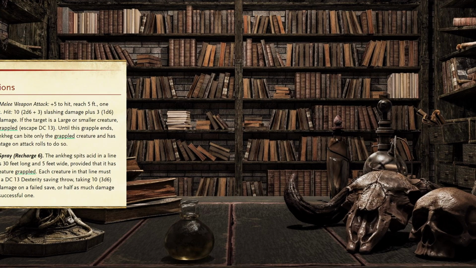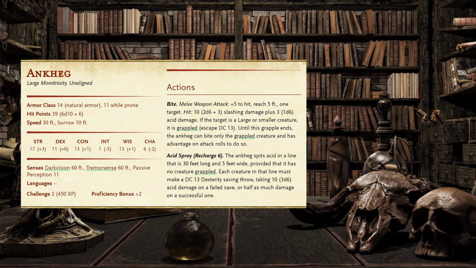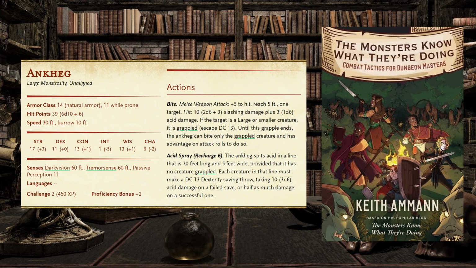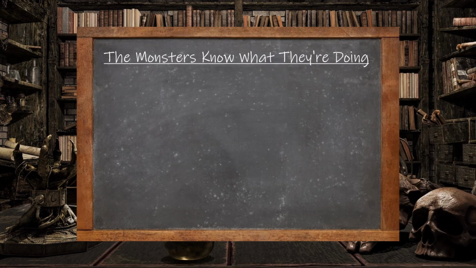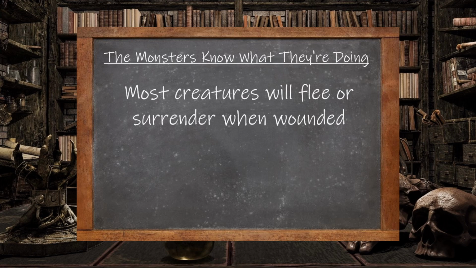Well, we're going to take the lore and stat block of the monster and compare that with how that information is intended, referencing tactics and interpretations from The Monsters Know What They're Doing by Keith Ammann. Let's start by going through Ammann's key assumptions one by one and relating them to the Ankheg as we go. The first of Ammann's assumptions is that most creatures want to survive, and if seriously wounded, will try to flee combat.